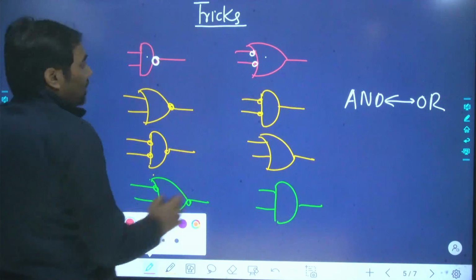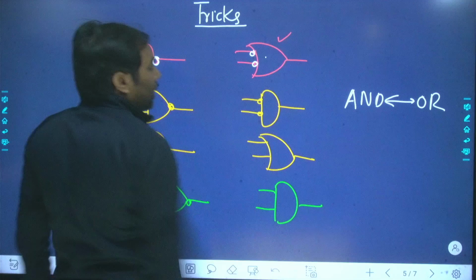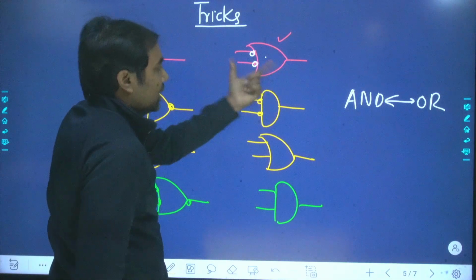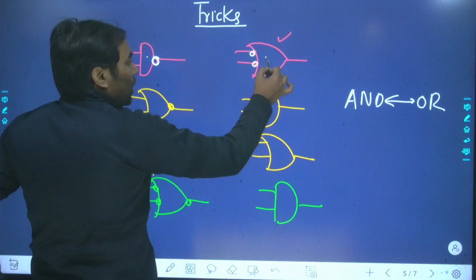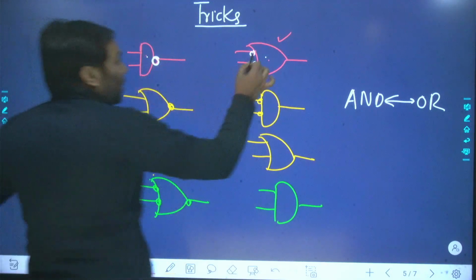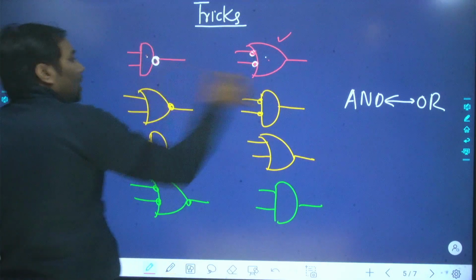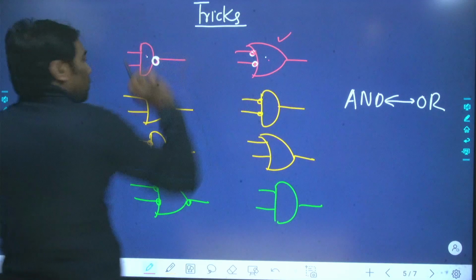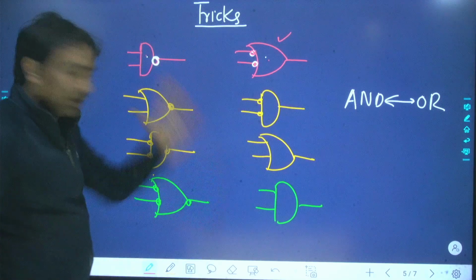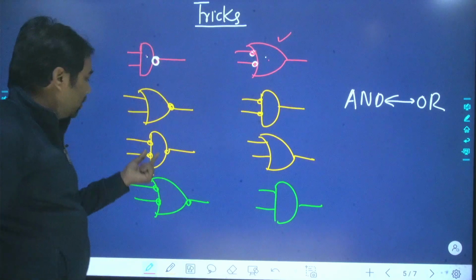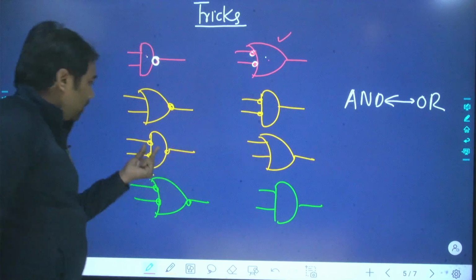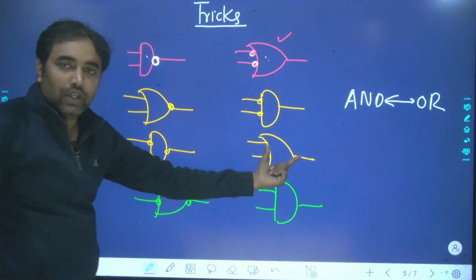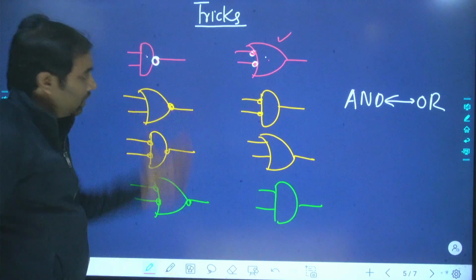If anyone asks you, this one is the bubble OR gate, which gate is this equivalent to? Then remove the bubble. This one is an OR gate, so it becomes an AND gate. The bubble is on the input side, remove the input side bubble, and the output has none, so apply it there. Same thing applies everywhere. Check here, AND gate, OR gate, and bubbles. Remove both sides, the same thing happens.